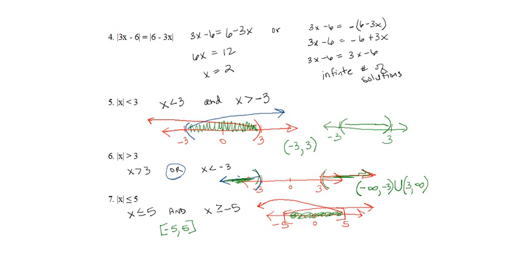Let's look at the last couple examples here. So I'm given the absolute value of x plus 2 is less than or equal to 4.